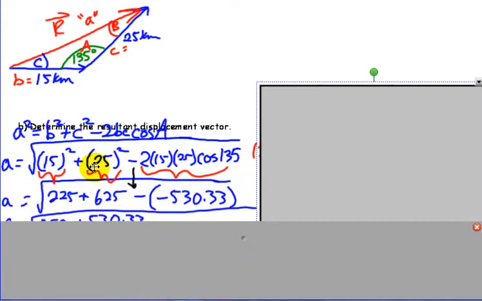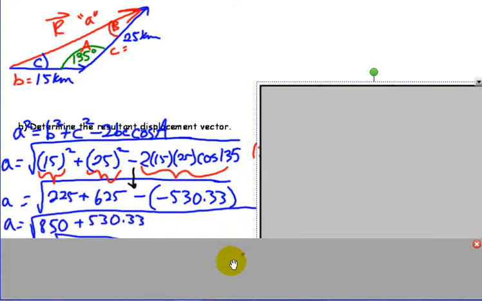So simplifying that, 15 squared is 225. 25 squared is 625. And if I just carry this negative down to here, then simply take 2 times 15 times 25 times the cos of 135, I get negative 530.33. And then, 225 plus 625 is 850.